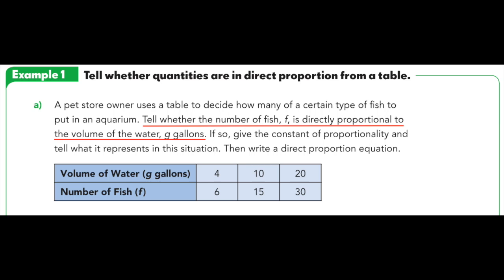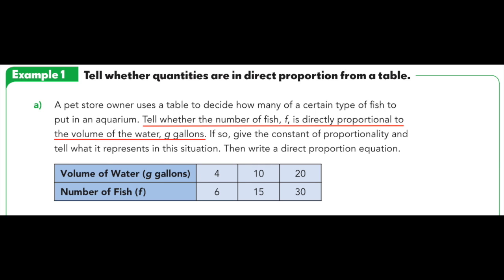The underlined sentence says, tell whether the number of fish, F, is directly proportional to the volume of water, G, gallons. When we were looking at comparing y to x, we set it up as a ratio of y over x. In this problem here, it says fish to gallons. So because it says fish to gallons, fish will be our y value and gallons will be our x value.